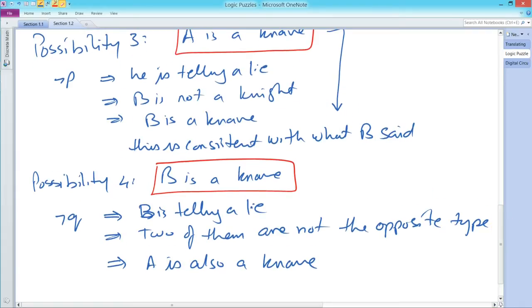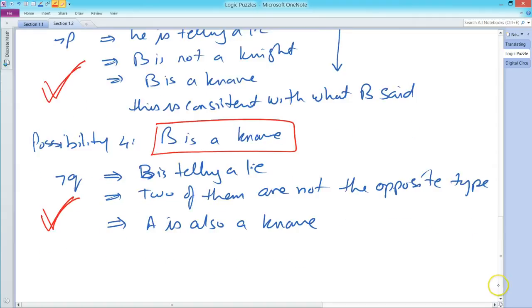So there you go. The third and the fourth possibility are the possibilities that are consistent with the situation we have, and hence we can safely say, therefore, that A and B are knaves.